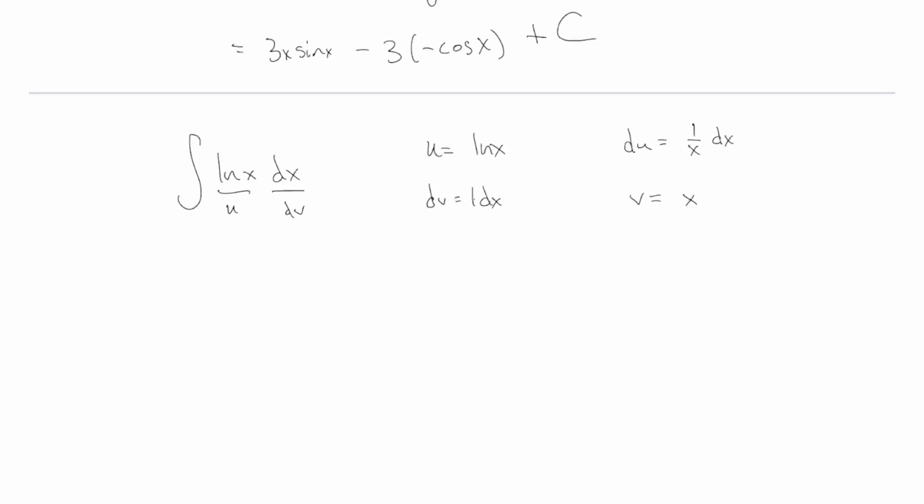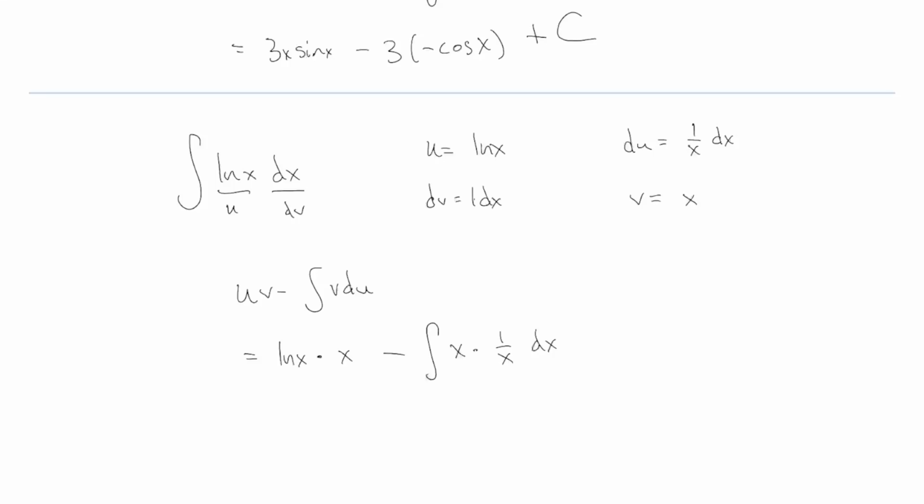All right, so let's do the formula. It is uv minus integral v du. We get u is ln x times v is x minus integral v is x times du is 1 over x dx. All right. Now this integral that we got here is a little weird looking, although at least it doesn't have any natural logs or anything in it. We should try to simplify.